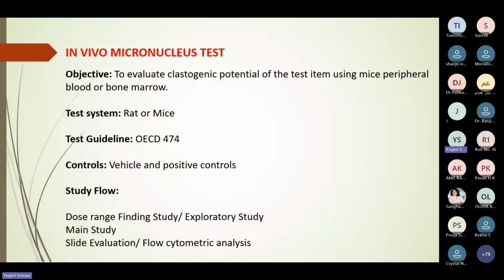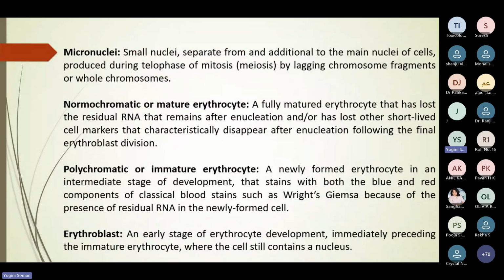Before going into the detail, we should understand what are micronuclei, what is a mature erythrocyte, what is an immature erythrocyte, and what is an erythroblast. Micronuclei are small nuclei, separate from the main nuclei of the cells, and they are produced during the telophase of mitosis by lagging chromosome fragments or whole chromosomes.